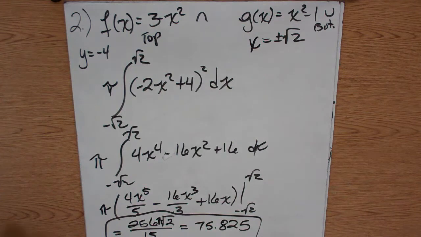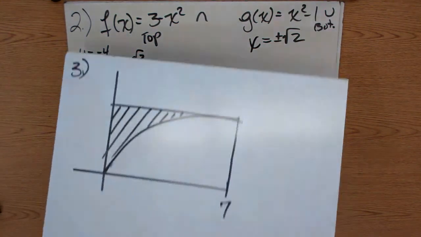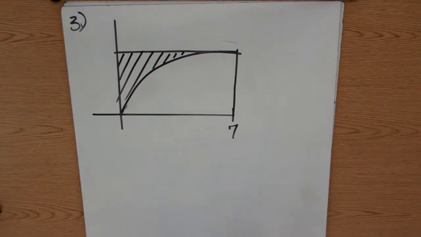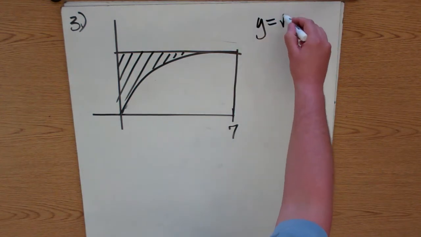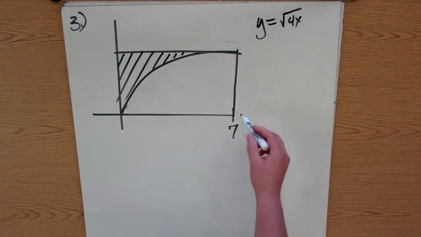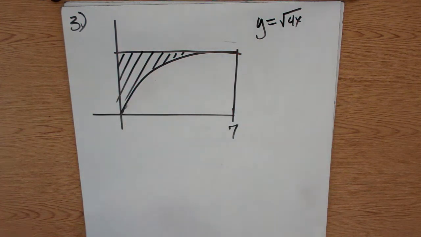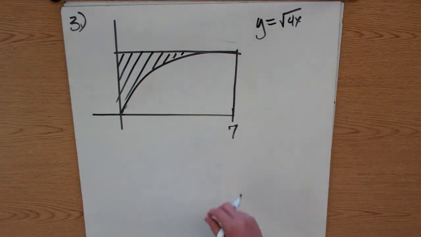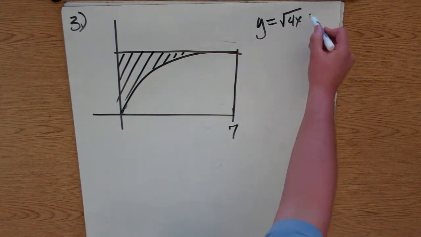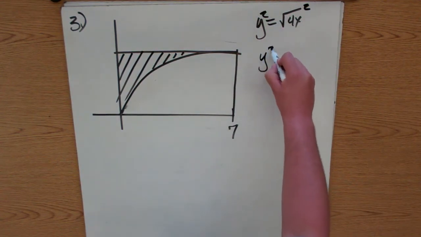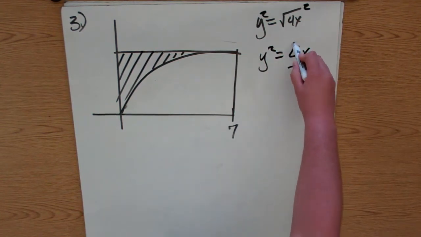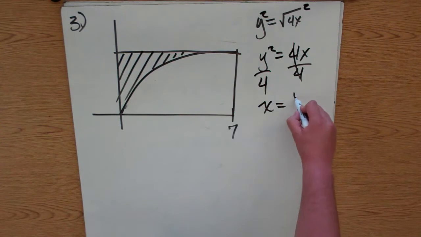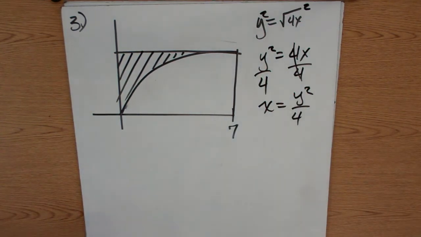Alright. Now let's go to number 3. Here's number 3, partially sketched out already. Now, we're revolving this around the y-axis. We have y equals the square root of 4x, and it's also bound by x equals 7 and x equals 0. Alright? So, we're revolving around the y, so the first thing we need to do is solve this for y. So we're going to square both sides. So y squared equals 4x, divide 4, divide 4. So x equals y squared over 4.